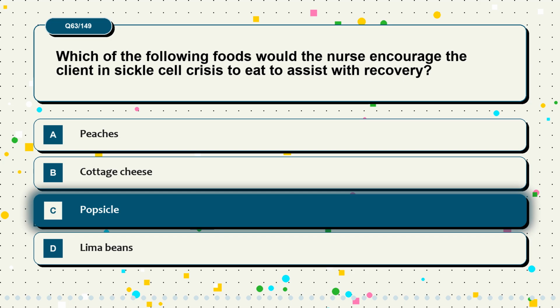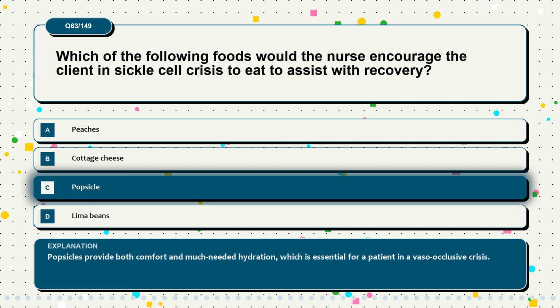The correct answer is option C. Popsicle. Popsicles provide both comfort and much-needed hydration, which is essential for a patient in a vaso-occlusive crisis.